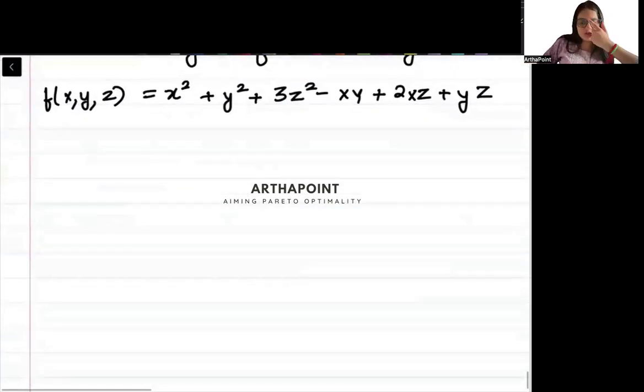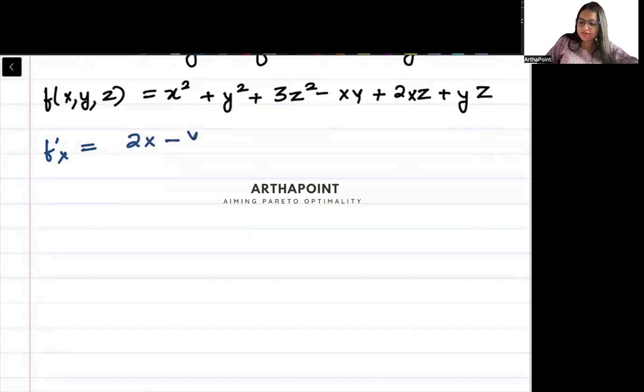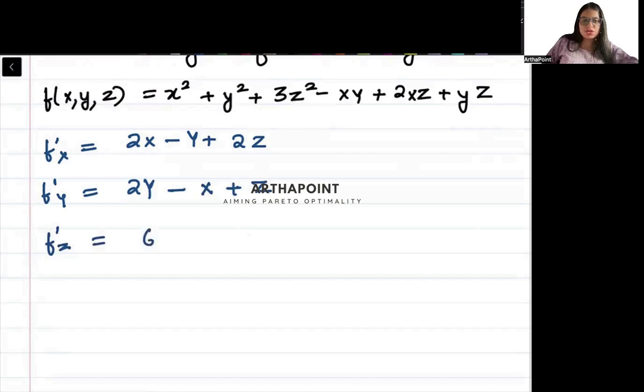In order to solve this question, you will first differentiate with respect to x. So you will get 2x minus y plus 2z. You will differentiate it with respect to y. So you will get 2y minus x plus z. You will differentiate with respect to z. So you will get 6z plus 2x plus y.